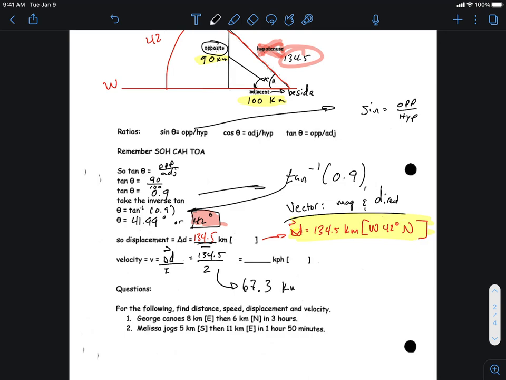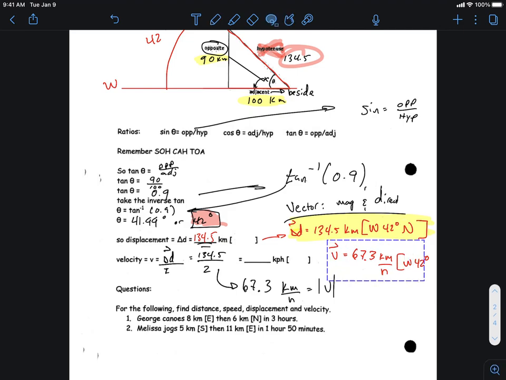67.3 kilometers per hour. What's the vector look like? That's just the magnitude of the velocity, right? I need the entire vector. What does the vector look like? Well, the velocity vector is going to be 67.3 kilometers per hour west 42 degrees.